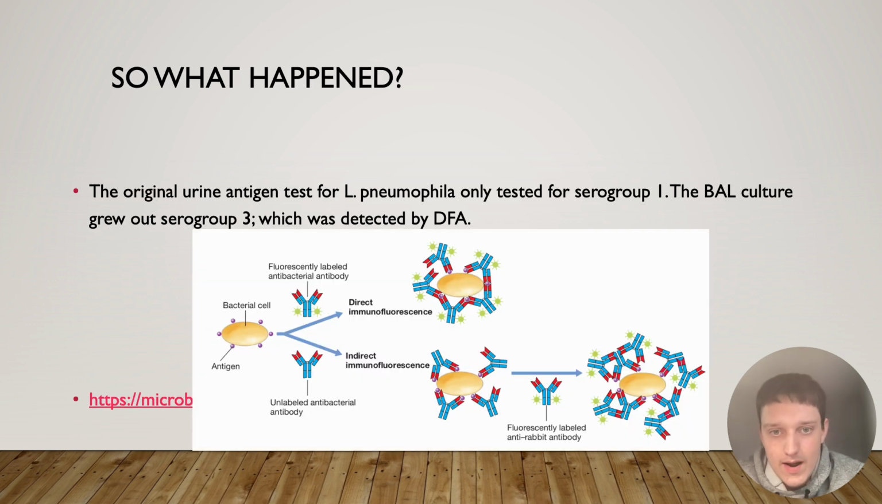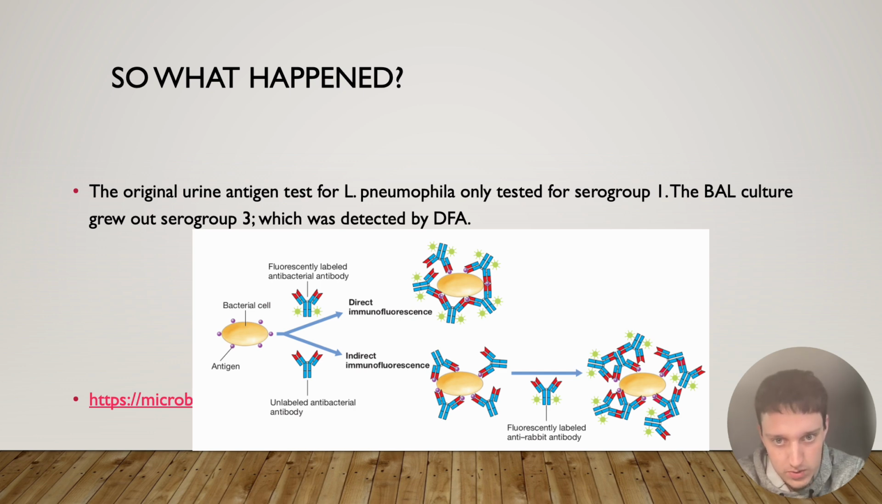So you might be wondering, why was it not caught in the urinary test? The urinary antigen test for Legionella only tests for serogroup 1, and in this case, the BAL only recovered serogroup 3, which was identified by the DFA.